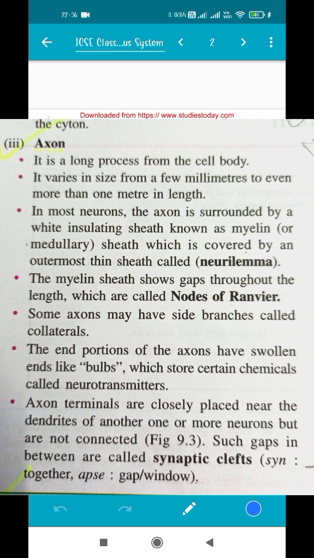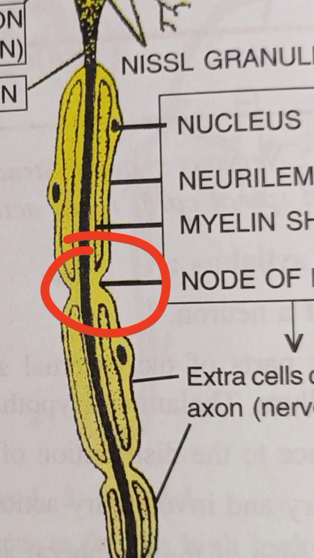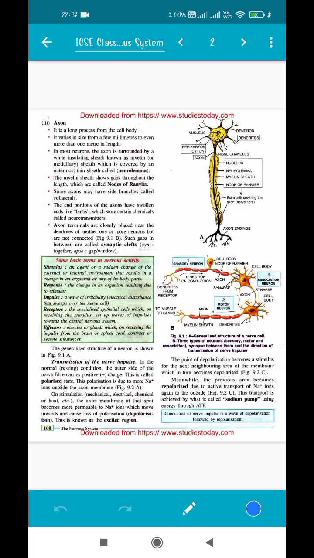The myelin sheath shows gaps throughout the length. As you can see, there are small gaps in between. These are known as nodes of Ranvier. Next, there are some basic terms in nervous activity, all of which is very essential. Questions might be asked for 1 mark from this topic.